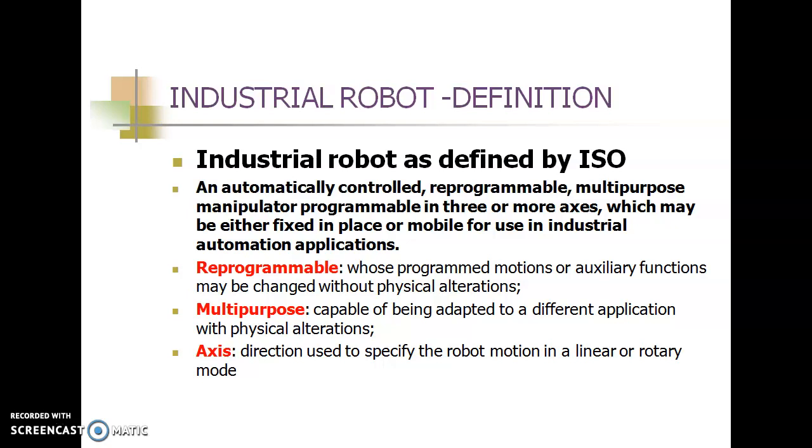And the next part is the axis. How many axes are we going to use? It is three or more axes. Here the axis doesn't mean X, Y, Z like that. It means the degrees of freedom the robot can give. If the robot can give 5 degrees of freedom, then the axes of the robot means 5. So it represents the degrees of freedom, not exactly the X, Y and Z axes alone. The axis means the direction used to specify the robot motion in a linear or rotary mode. How many linear motions it can give, how many rotary motions it can give, that gives the degrees of freedom. So this degrees of freedom represents the axes. With this, we have seen the different kinds of robots as well as the robot definition.